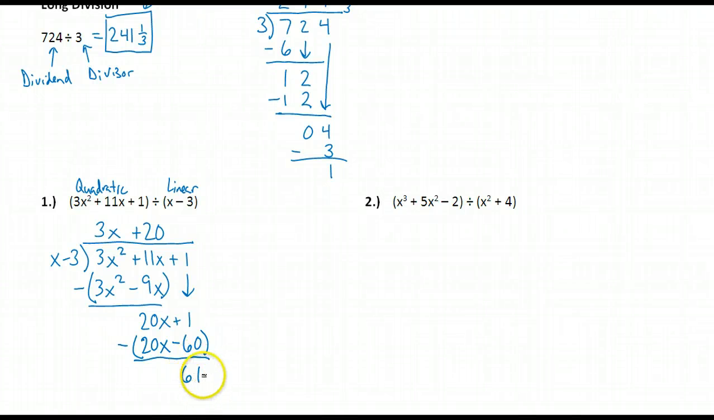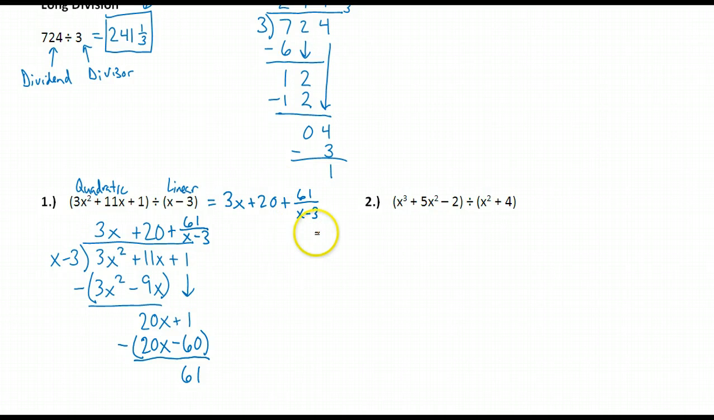So I'm going to write my remainder as a fraction over my divisor. And I'm going to need to make sure that I add that term into my polynomial answer. So my answer is 3x plus 20 plus 61 over x minus 3. Don't forget to put this plus sign right here for the remainder.